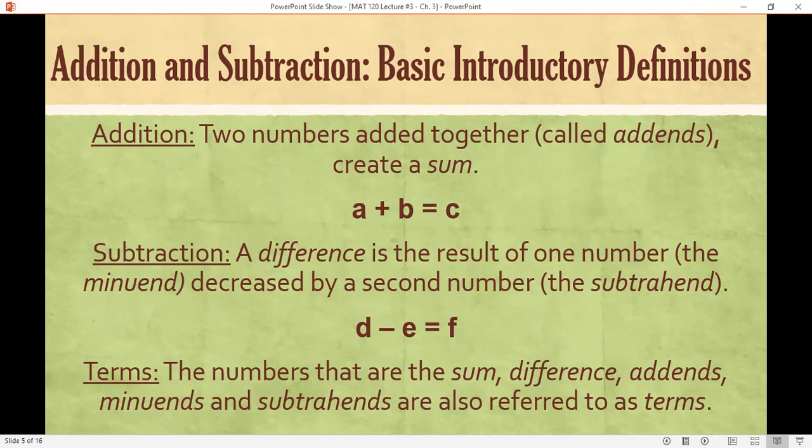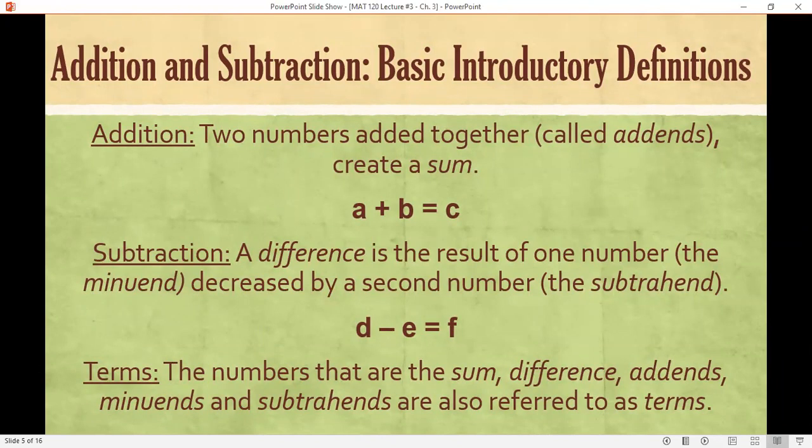Addition. Numbers are added together and they are called addends, and that creates a sum. So in the case of A plus B equals C, A and B are the addends, and C is the sum. Okay, I think we knew about the sum. You may not have heard about addends before, but that's what those are called.